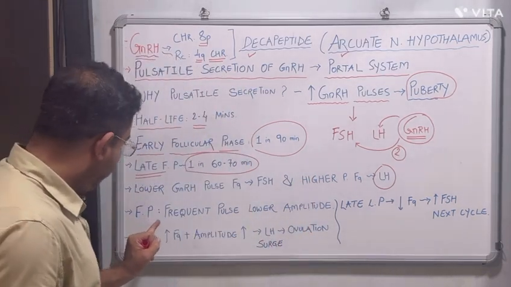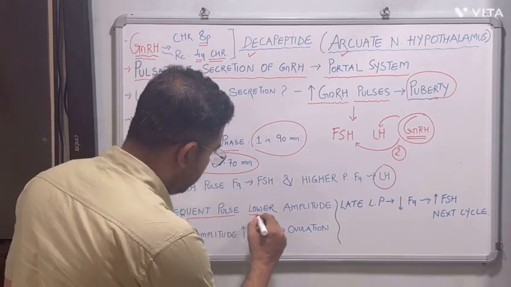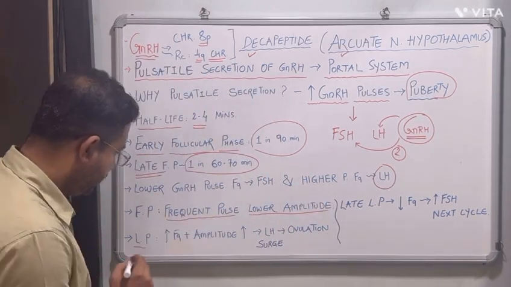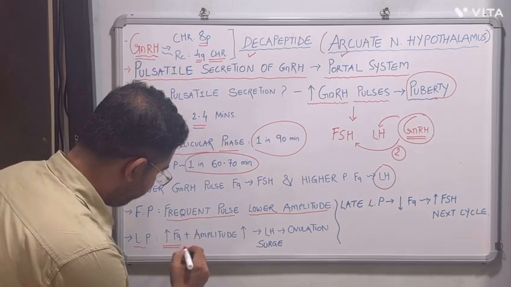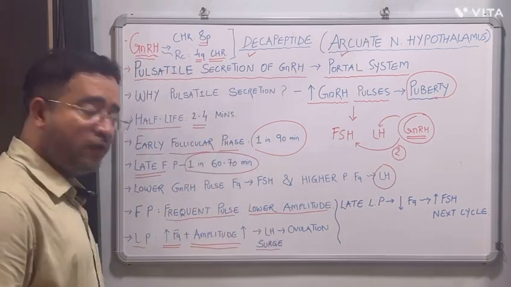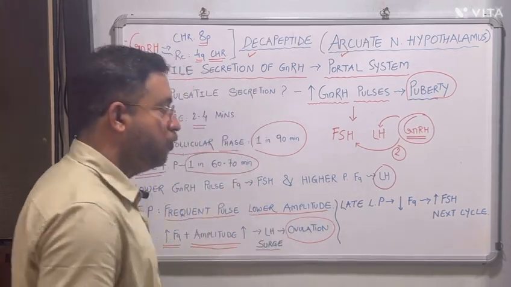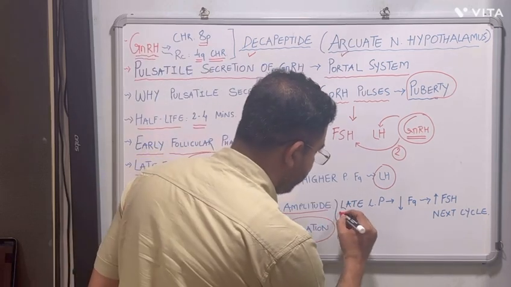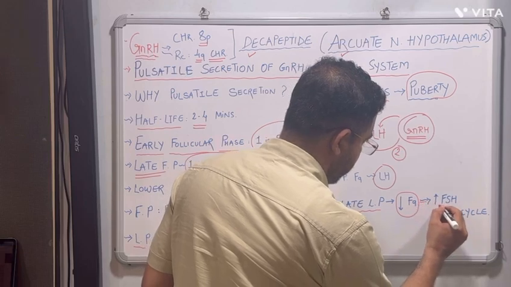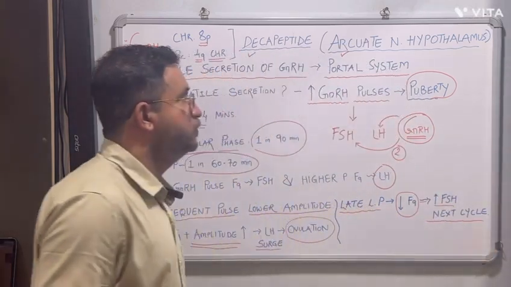Now, what happens in a follicular phase? There is a frequent pulse but lower amplitude. Okay, what happens in a late follicular phase? Increased frequency, increased amplitude, which favors the LH surge. So once there is an LH surge, there is ovulation. Now what happens in a late luteal phase? There is a decreased frequency, which favors increased FSH, which is responsible for the next cycle folliculogenesis.